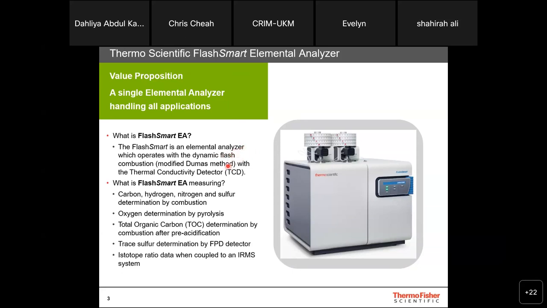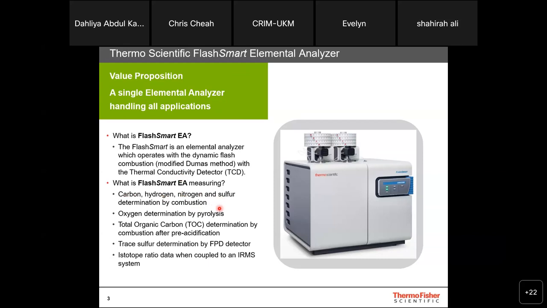And detection is by this thermal conductivity detector. So this is a detector that detects gases like carbon dioxide, hydrogen, water, nitrogen, and even sulfur dioxide. So actually, what does an elemental analyzer measure? It only measures these particular elements, which are carbon, hydrogen, nitrogen, and sulfur.